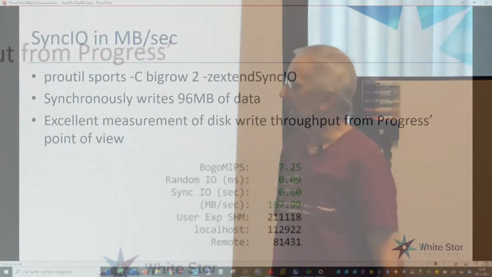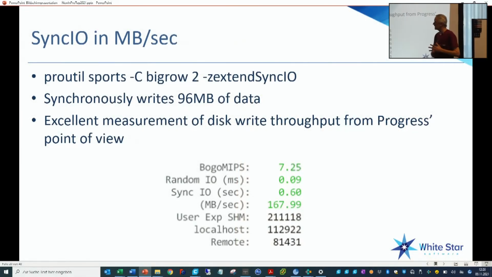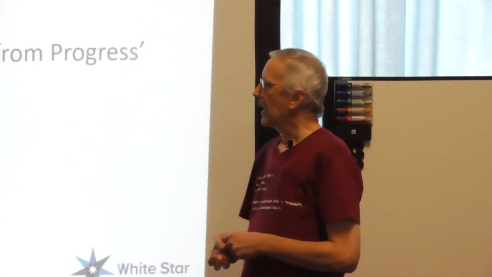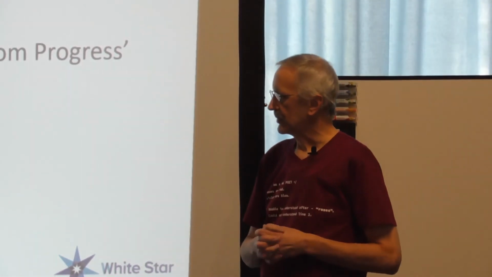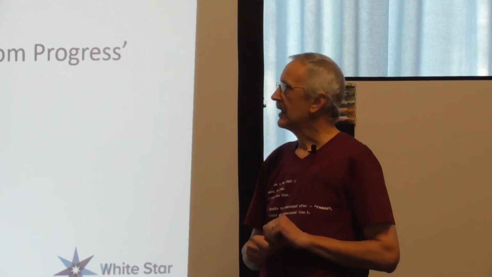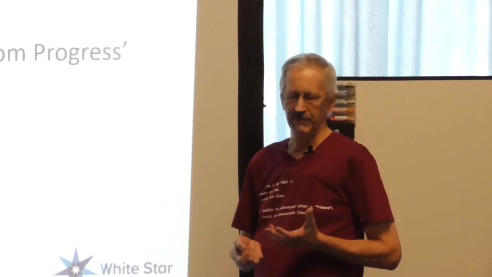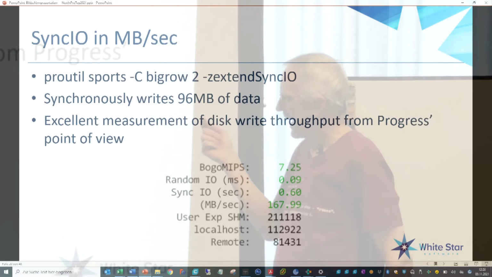Sync IO is a measurement we do of write throughput for the database. So when you're writing data to the file system, the amount of time that it takes to get that data onto the file system is important. This is the throughput that your write subsystem can support. And what we do to measure that is we run this ProUtil program here. We create a sports database and we grow it by 2 BI clusters. That's 96 megabytes of data, and measure how long that takes. That's a very reliable way to get your write throughput for the disk. And then bring that back and do some calculations on it.